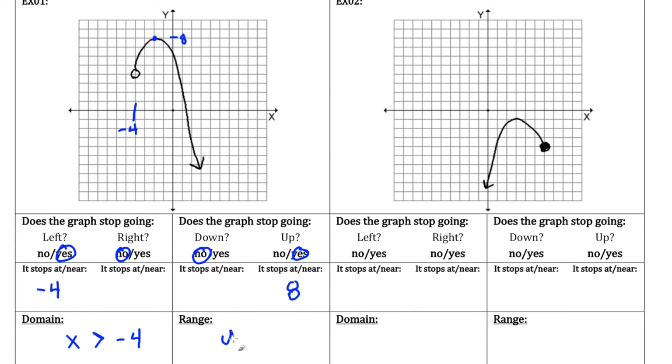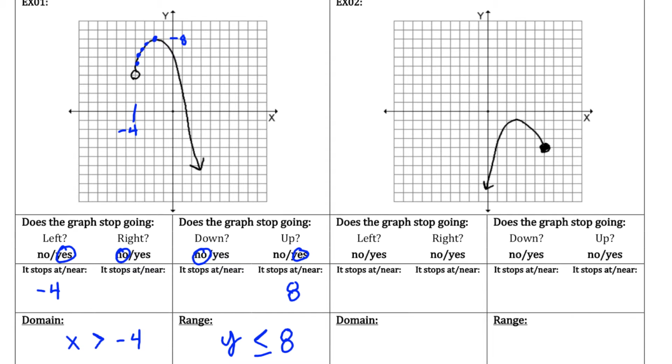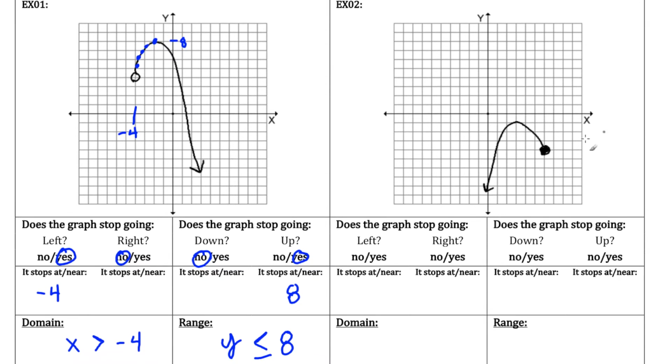Now the y's in comparison to that 8, remember this is the one restriction we have with the y's, and that's the highest it goes. All the y's are lower than 8. And if we look here, can it ever be 8? Yeah, remember, these are all points. That's the highest point, so it's going to be equal. Let's look at example number 2.